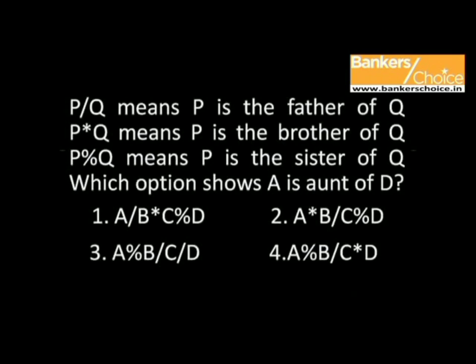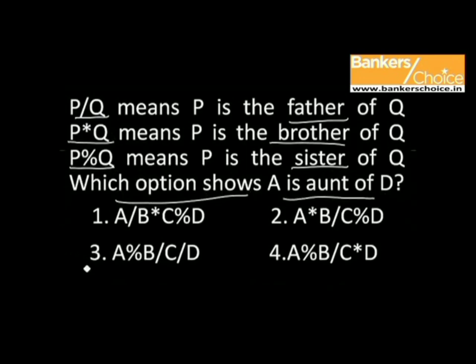The directions in the given question are as follows. P by Q means P is father of Q. P star Q means P is brother of Q. P percentage Q means P is sister of Q. So by using the following directions, we need to find out which option shows that A is aunt of D.